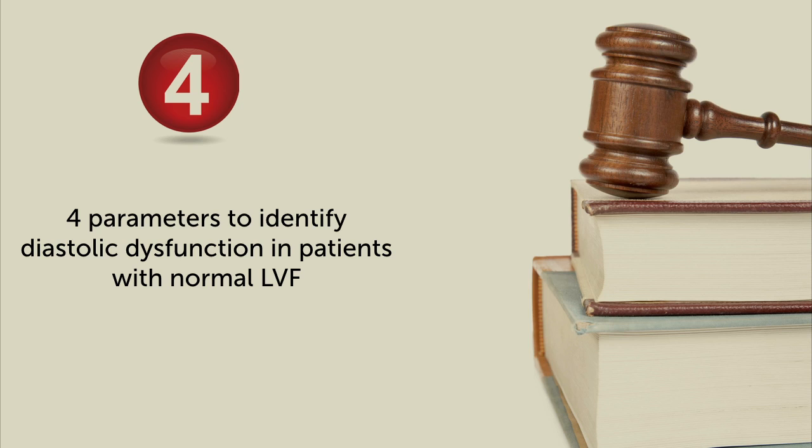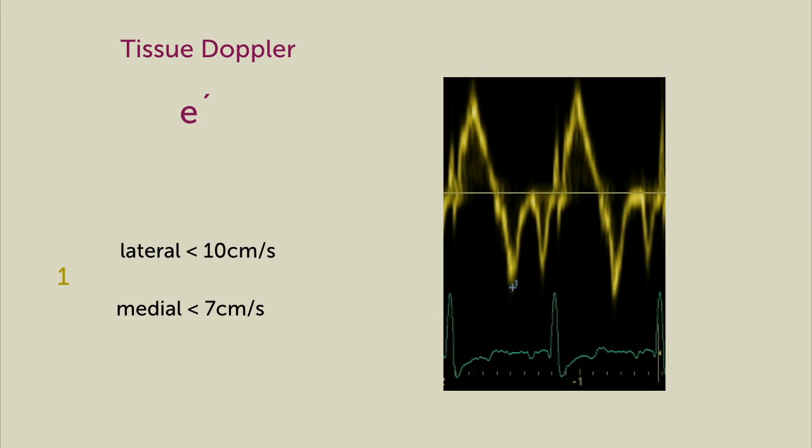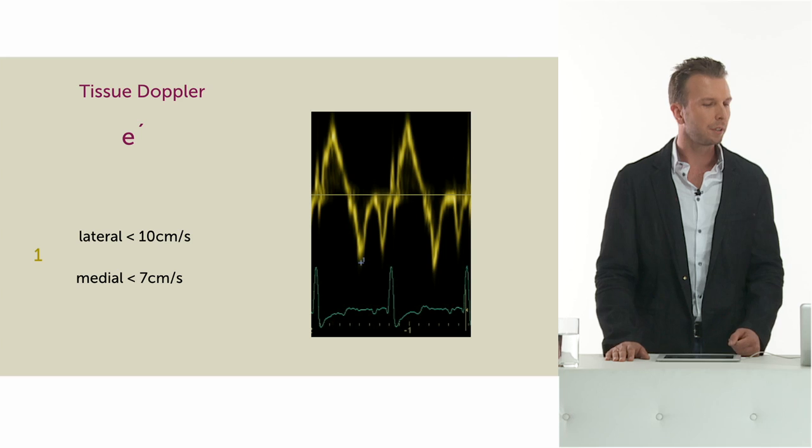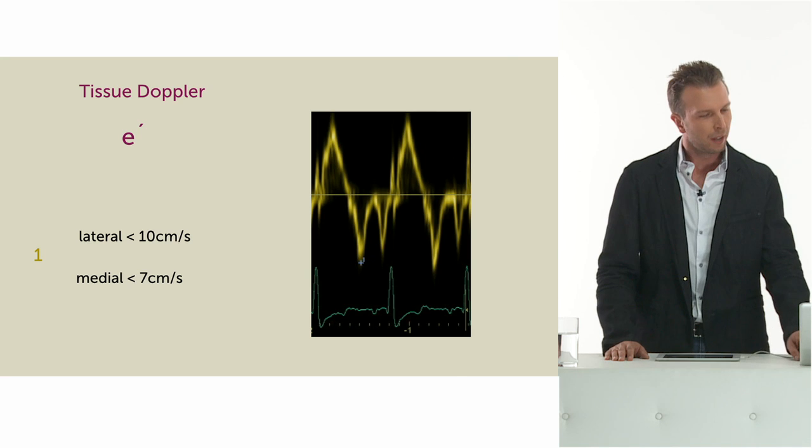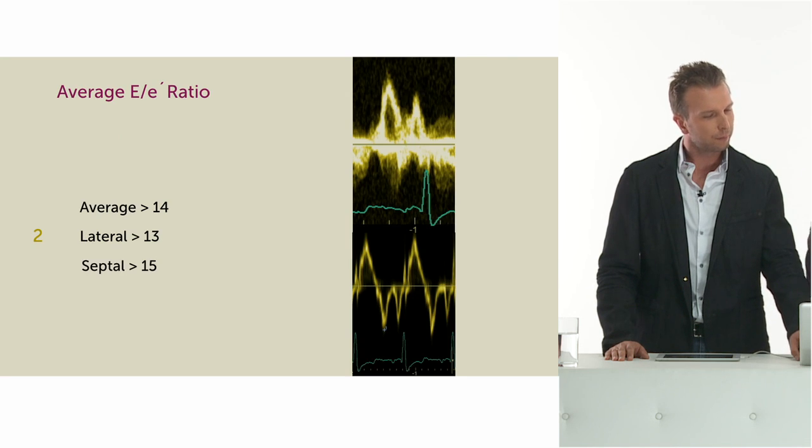Exactly. The fourth very important part is that, as you mentioned, there are 4 parameters that you should basically use to assess diastolic function in patients with normal ejection fraction. Martin, can you run us through these 4 parameters? Yeah, of course. First of all, you have to measure E prime, lateral and medial, and there are new cutoff values. You can see there, lateral it's 10 and medial it's 7. After that, wait 1 second before you go on.